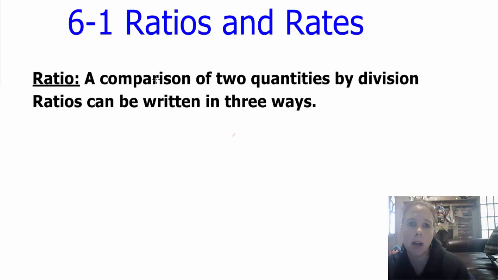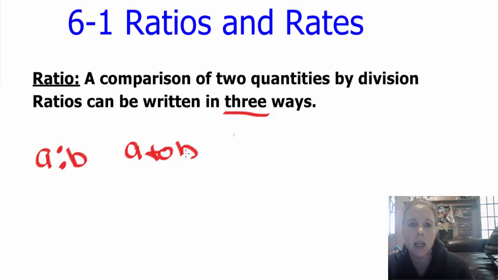Ratios is a comparison of two quantities by division. Ratios can be written in three ways, so you have to know the three ways. So you're just comparing numbers or things, okay? So the three ways to write it are A colon B, A to B, and A over B, like a fraction. Okay, any three of these ways. If it tells you to write it in three ways, you write it in three ways, or you can just write it however you want.